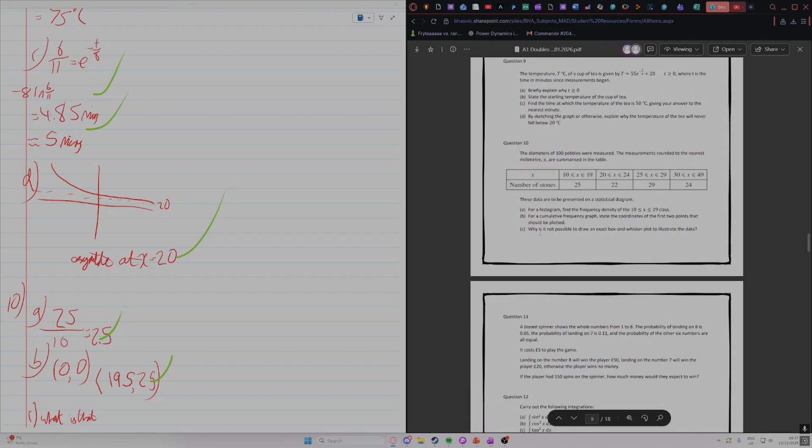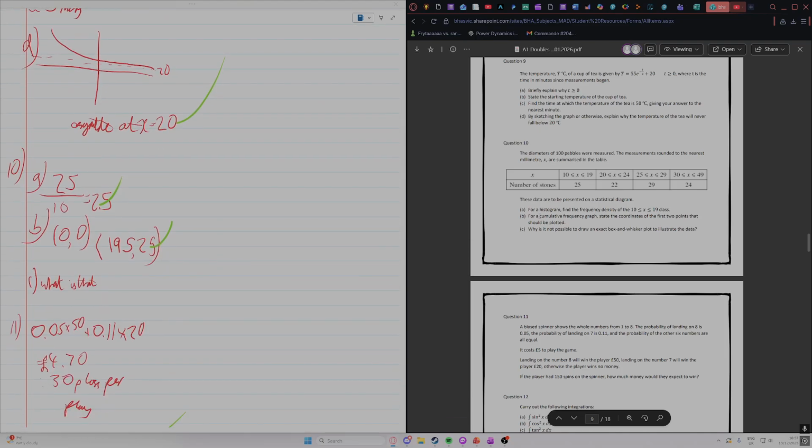Question 10, we have this. Find the frequency density, which is just frequency over class width from GCSE. State the coordinates of the first point: obviously 0, 0, and then the next point would just be this first point of data here. And then I have no idea what box and whisker plots apply is. You can just look at the answers for that one.